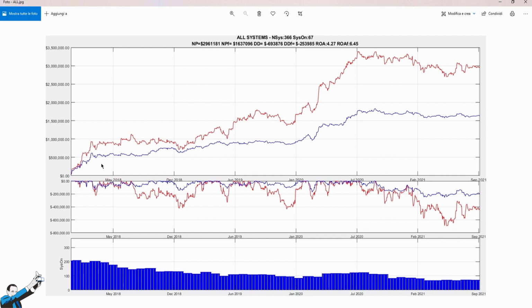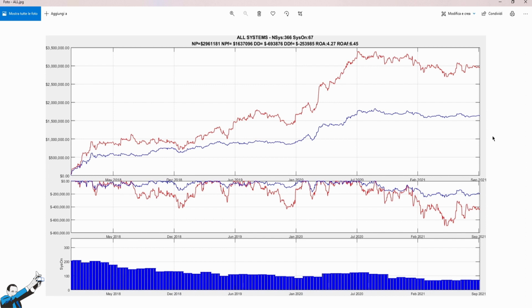Then there's this blue line. Now, this is the equity curve of all the strategies with Titan's filters enabled. In this case too, we're not using any money management or capital related filters, and we're trading with a fixed size of one contract.